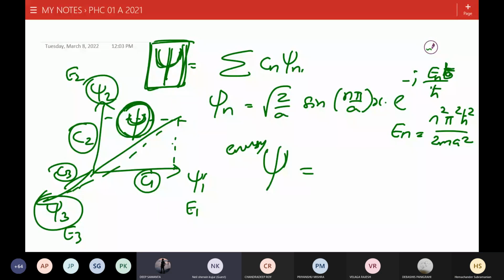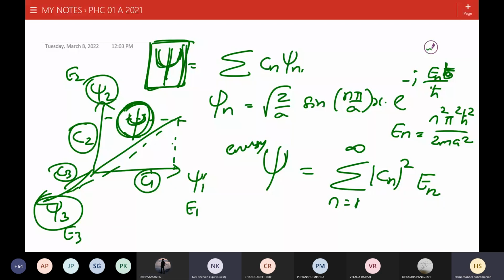Summation of Cn squared En. E1 plus E2, yeah, but you have to multiply that with Cn squared. It's not the summation of the individual E's. There is a C1 amount of E1 there, C2 amount of E2 there. These C1 and C2 are complex numbers, by the way, just like psi n's are. So you have to take a modulus. So the summation of |Cn|^2 En is the average energy of psi.